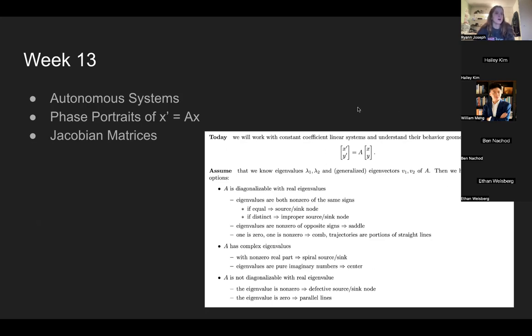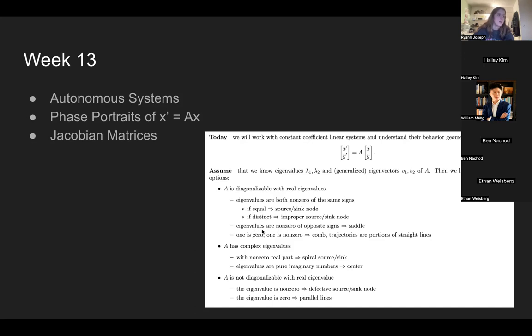This was from Professor Perot's week 13 worksheet, which I thought was a good summary, and a good thing to have on a cheat sheet. Given your diagonalizable system, what do all of these look like? If it's diagonalizable with real eigenvalues, both non-zero, the same sign, if they're equal, it's like this. If it's positive, it's a source. If it's negative, it's a sink.